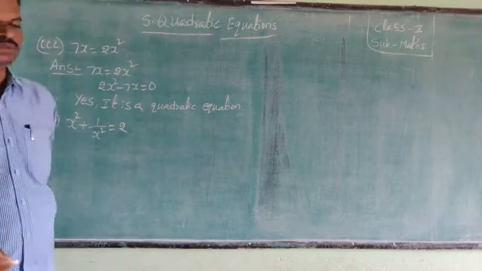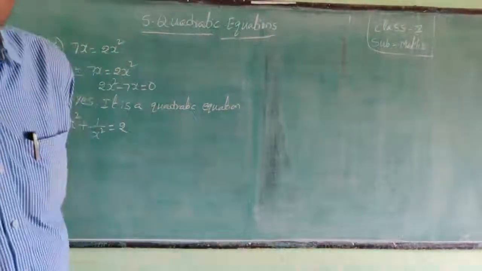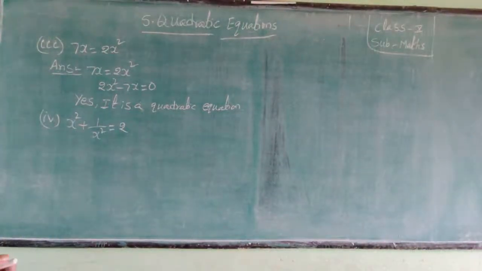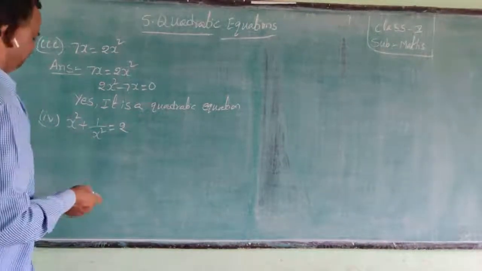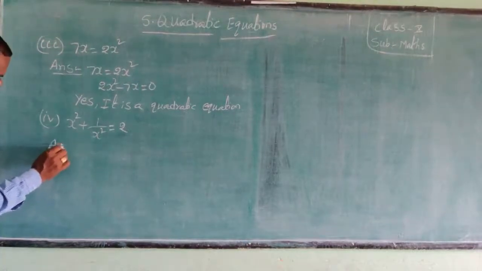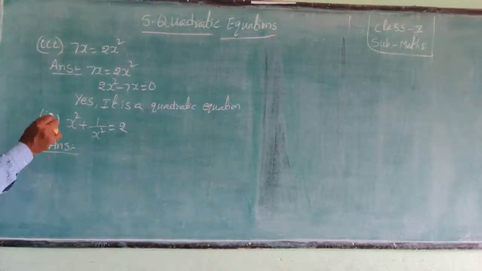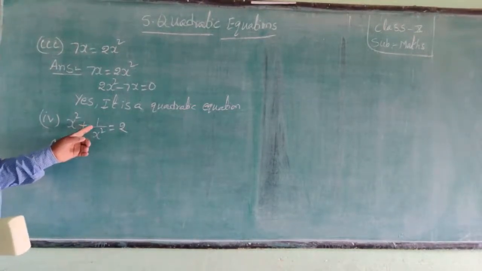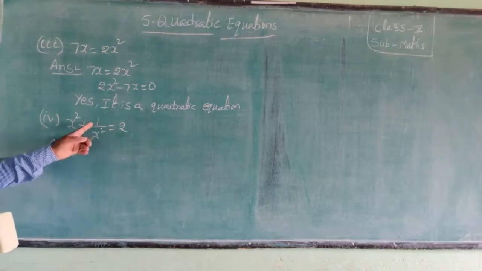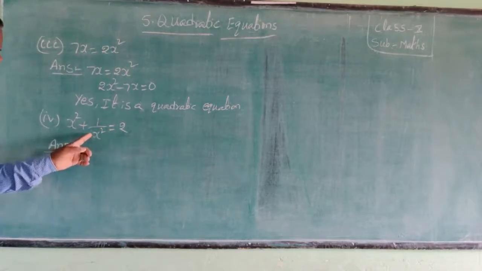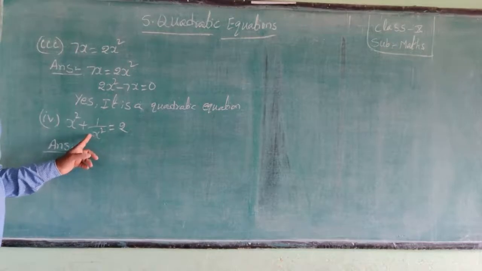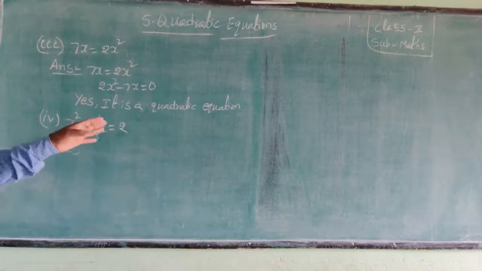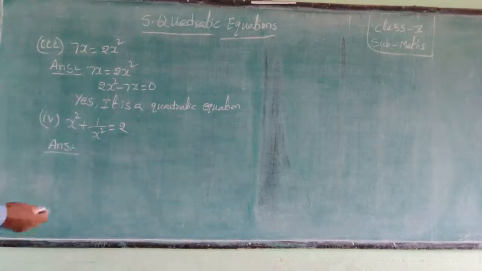X square plus 1 by x square is equal to 2. Answer. See the value. Here the value is 1 by x square. Here there is a variable in the denominator. It is not a polynomial, so it is not a quadratic equation.